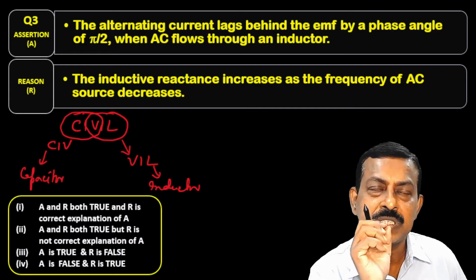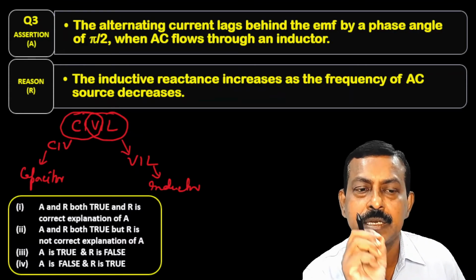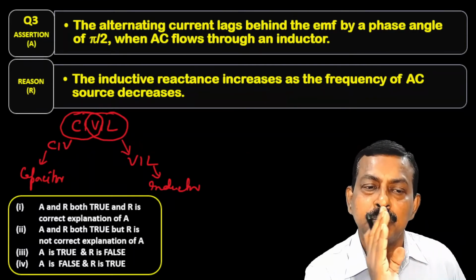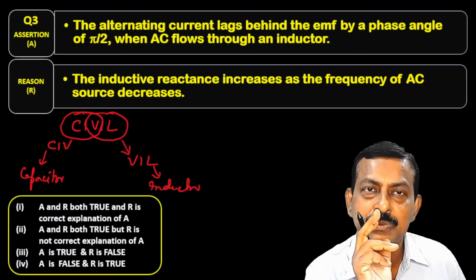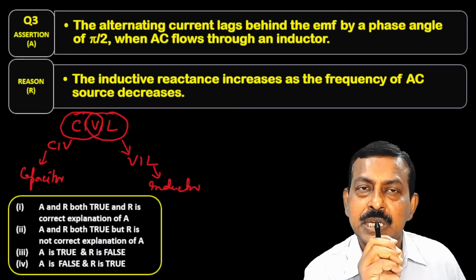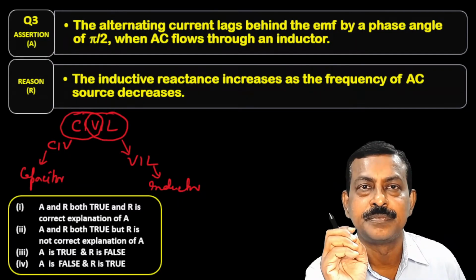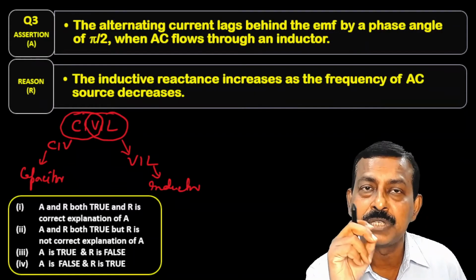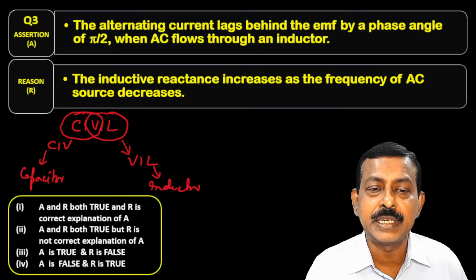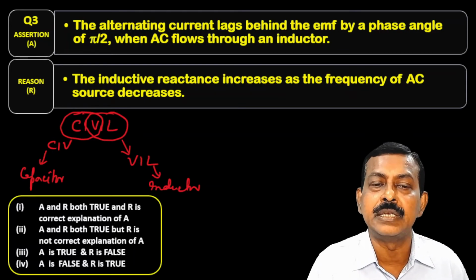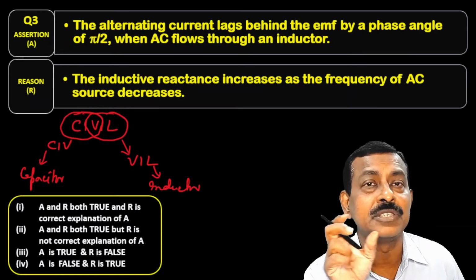And whatever sequence it is coming, like here if it is CIV, so I is coming before V. So we can just say that in a capacitive circuit, current leads voltage. Whereas if it is an inductive circuit, we take VIL, and that means voltage will be leading current in an inductive circuit. This is just to remember the phase relation.